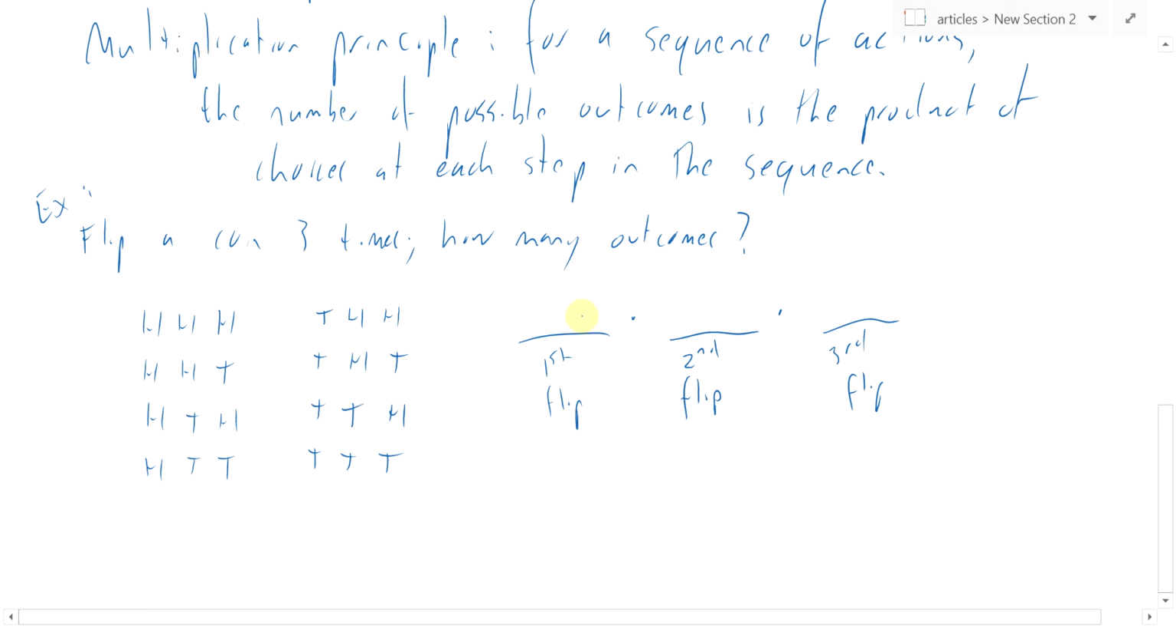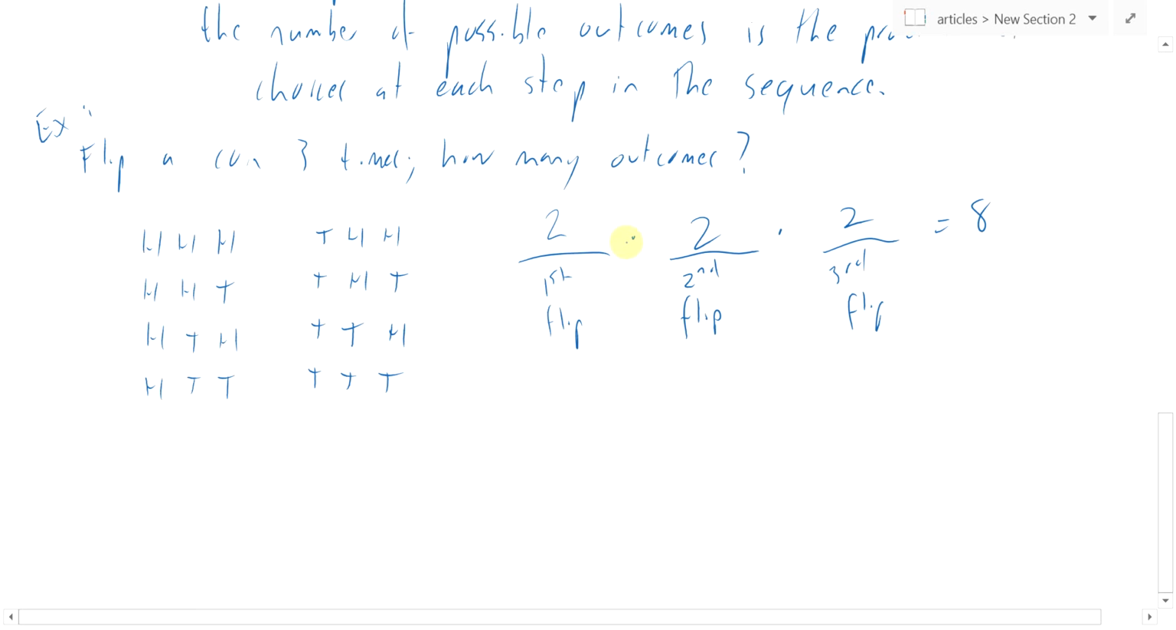How many outcomes are there if you flip the coin the first time? 2. If you just look at the second flip, how many possible outcomes are there from just the second flip alone? Well, the second flip will give you heads or tails, so that's 2. How about the third flip? Well, that'll also give you 2. So 8 total. There's my multiplication principle in action. 2 choices the first time, 2 choices the second time, 2 choices the third time, so 8 possible outcomes. 2 times 2 times 2.